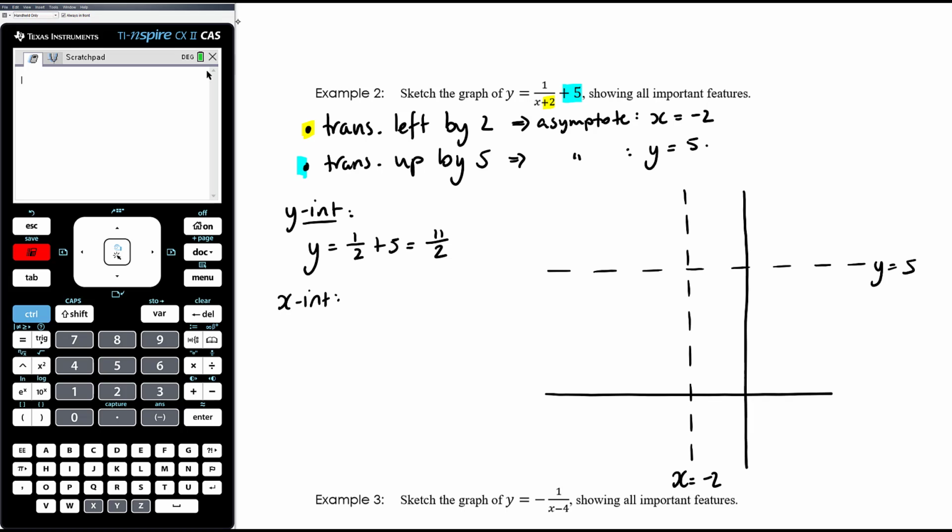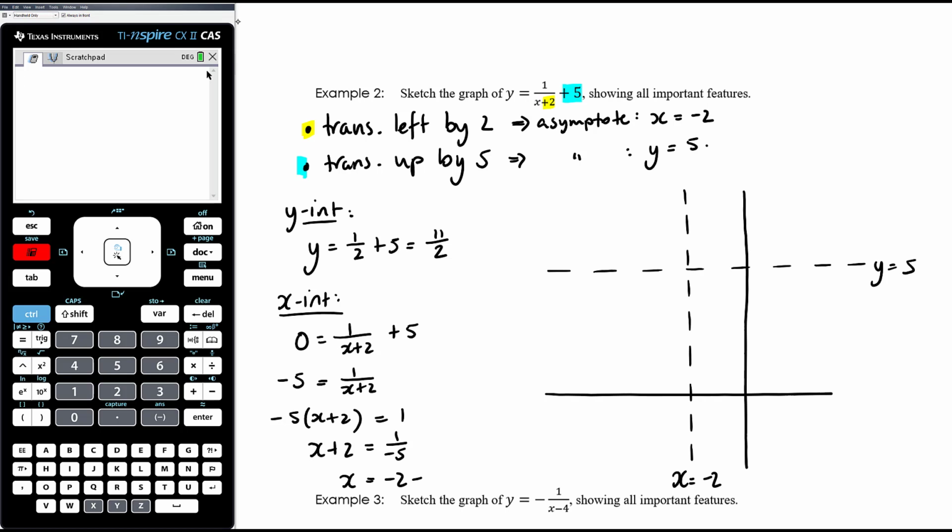Then we're going to have our x-intercept, we let y equal 0, plus 5, so we're going to take away 5. I'm going to multiply by x plus 2. You can expand out that bracket if you want, or you can just divide by negative 5 first. So it's negative 1/5. So x equals negative 2 minus 1/5. Negative 2 is 10/5. So negative 10/5 minus 1/5 is negative 11/5.